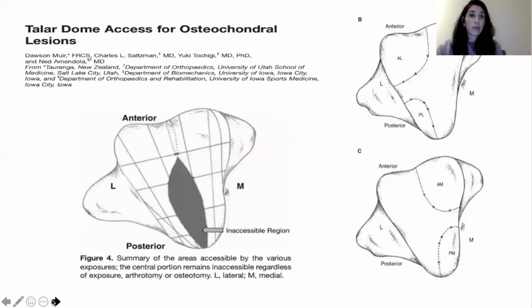This is another paper, earlier work by Dawson et al. In a cadaveric study out of Salt Lake City and Iowa City, they concluded that on average 17 and 20% of the medial and lateral talar dome could not be accessed without an osteotomy. Furthermore, a residual 15% of the central talar dome remained inaccessible even with osteotomies. All in all, they found that 37%, similar to Malagelada's 39%, of the total talar surface is not perpendicularly accessible via soft tissue surgical approaches.